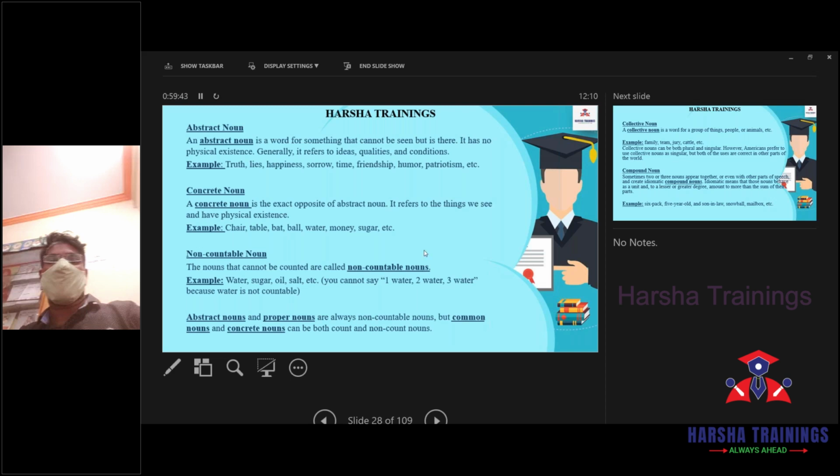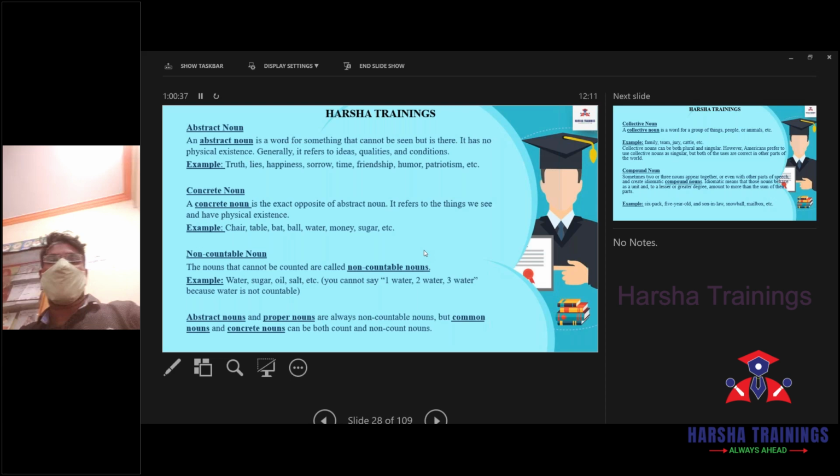Right. So, what is an abstract noun then? It's a word you cannot see physically, but it is there. Those are called abstract nouns. For example, your feelings, like smile or sad. Time, you cannot see time. You cannot see work. They are nouns, but you can't see them physically. Examples are given: truth, lie, happiness, sorrow, friendship, humor. All these you cannot see, but still they are nouns, right? Any word that you cannot see physically, but it is present, is called an abstract noun.